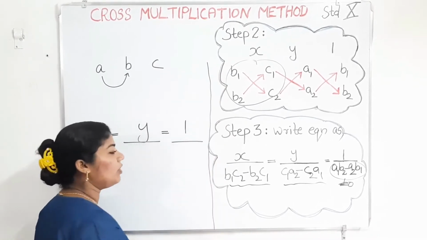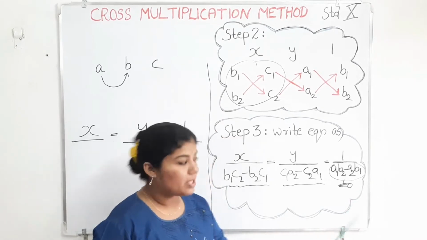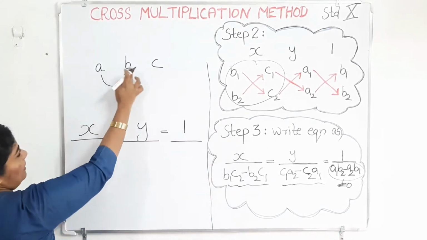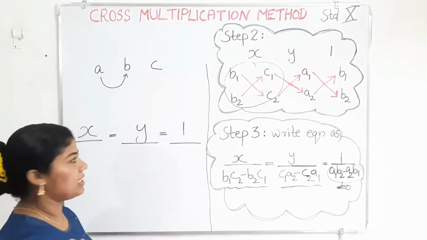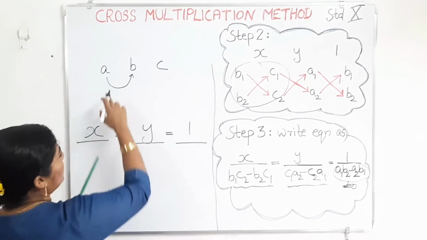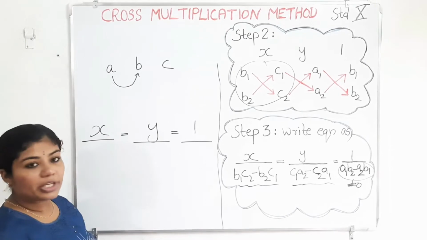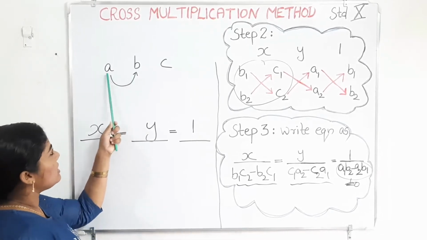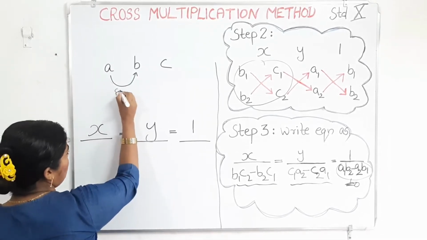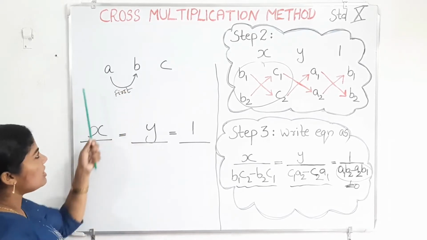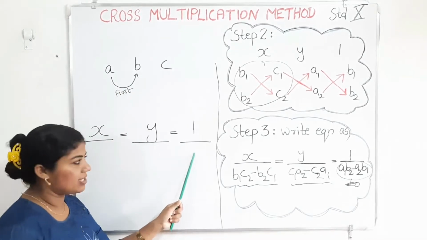So X divided by, and Y divided by, and here 1 divided by. Okay. We don't know yet how to write this step. So we can do A, B, C. Just take A, B, C. Then you can draw a pointer from A to B. A pointer from A to B. This is the first pointer I am going to draw. This first one you write on the last side.